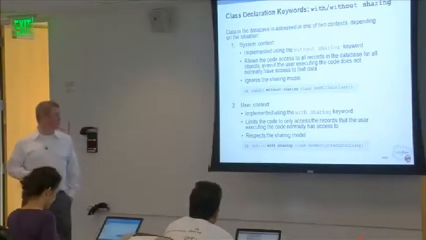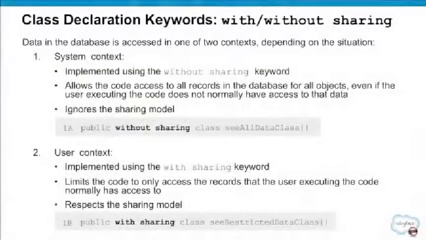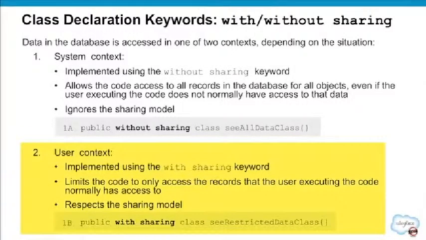There's user context, and user context is indicated with the keyword with sharing. And what this does is it says, when you're accessing the database, take into account which records this user has and only return those records. Okay?